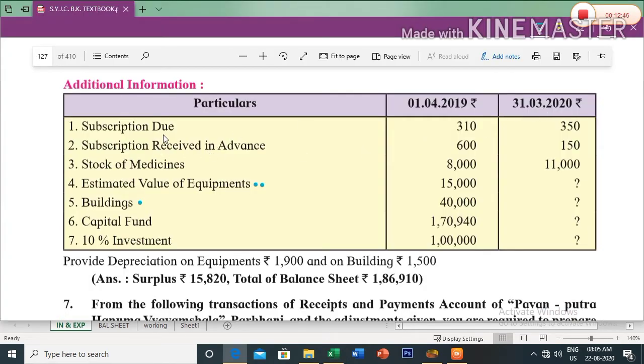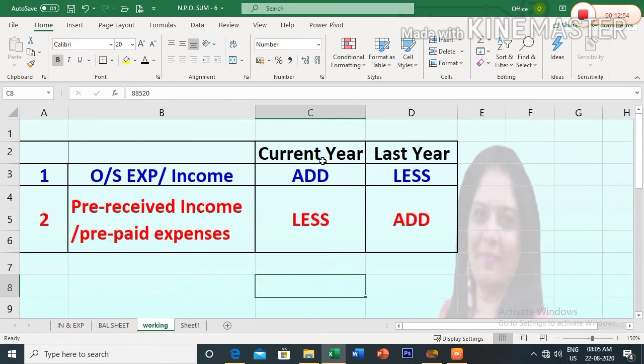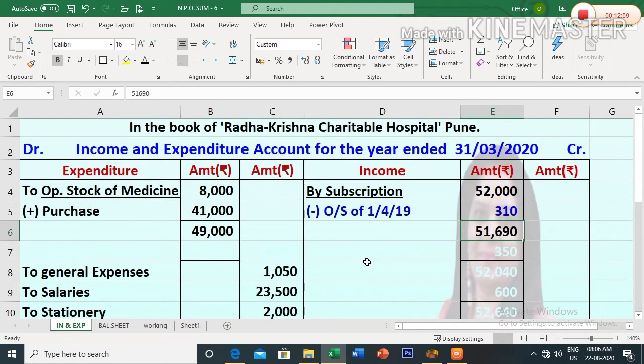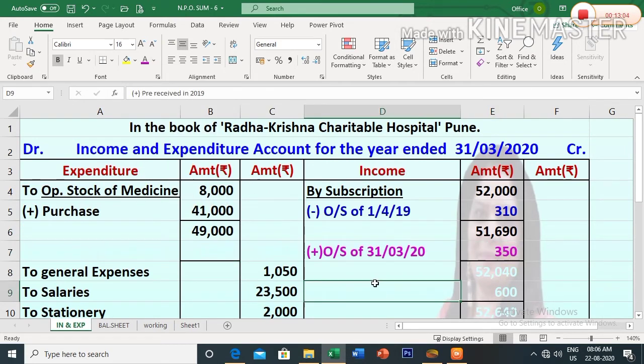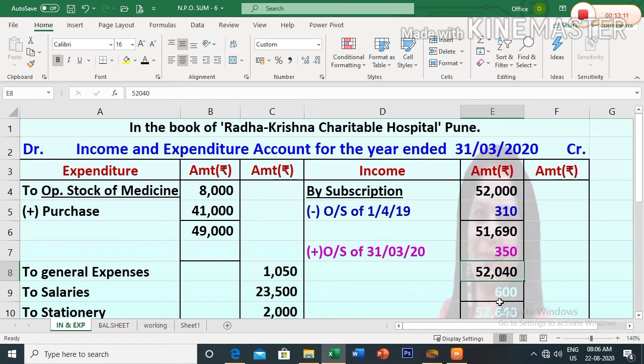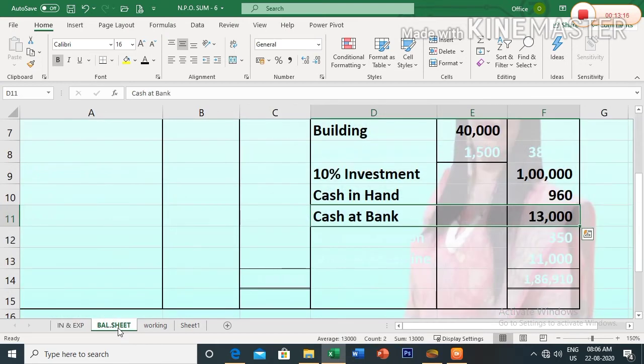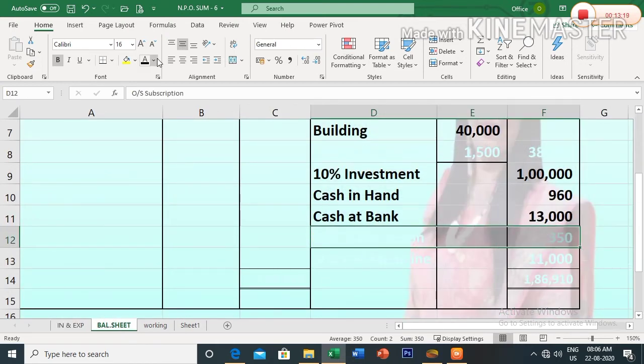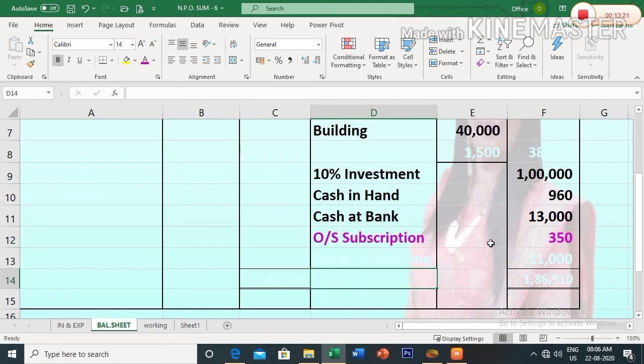Same adjustment, subscription due 350, this is for the current year. So for current year outstanding, our sign is add, plus, we have to add in subscription. So we will record plus outstanding of 31st March 2020, 350, and you will get the amount 52,040. The second effect of this will be given in the closing balance sheet, and we have to record outstanding subscription 350.